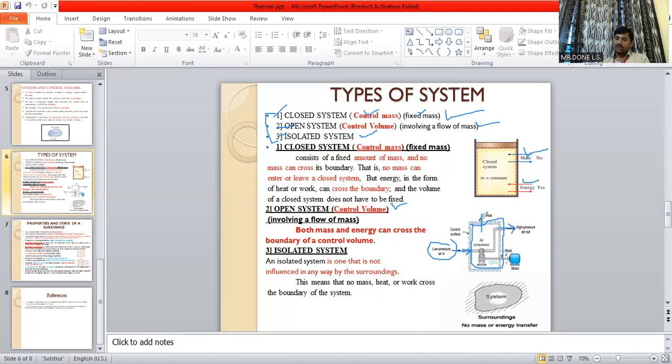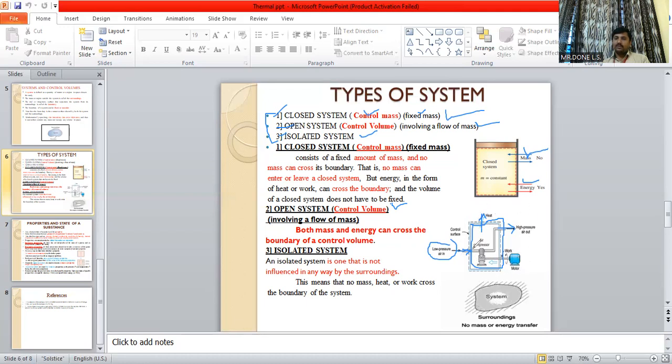When we compress the air, the temperature of the air increases, and heat crosses the boundary of this control surface. Work also crosses. Heat and work are energy also. Energy interaction takes place between the system and surrounding. And the mass of the air is also coming inside the compressor and going outside the compressor, which means there is interaction of mass also.